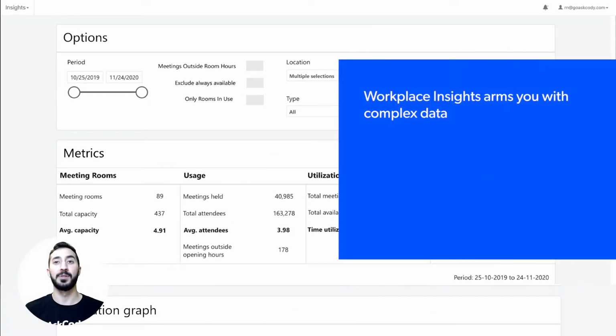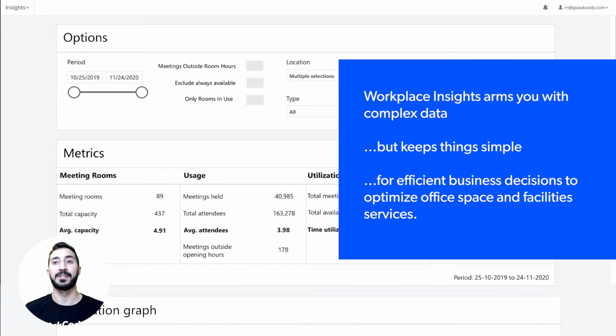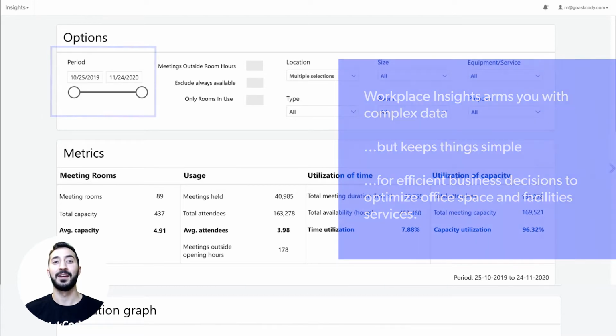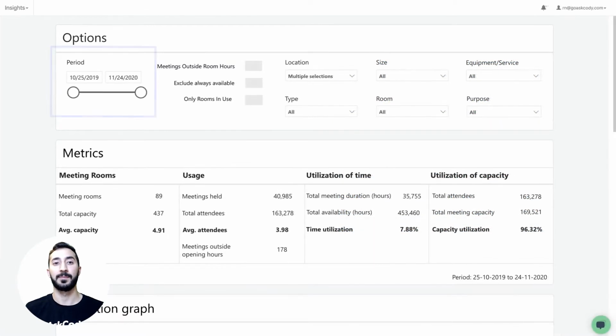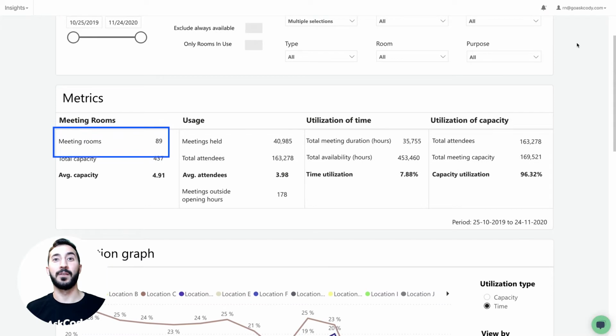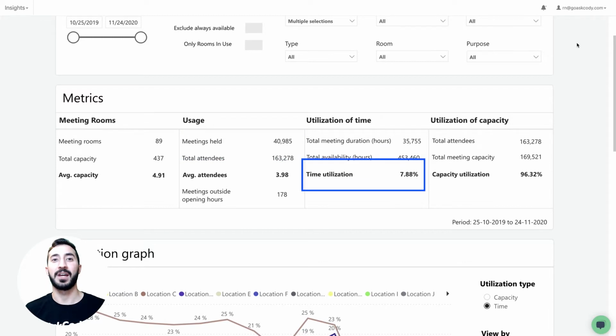Workplace Insights arms you with complex data but keeps things simple for efficient business decisions to optimize office space and facility services. We have designed a simple filter to narrow your search, an overview of all the metrics showing the number of rooms and number of meetings in the search. The time utilization shows how much your rooms are being used, and the capacity utilization shows how many people are in a room during meetings compared to the room capacity.